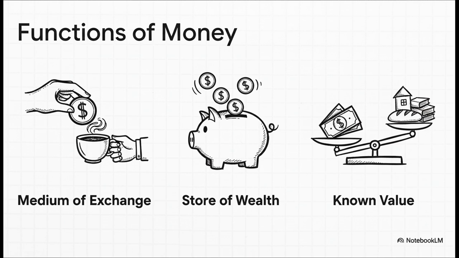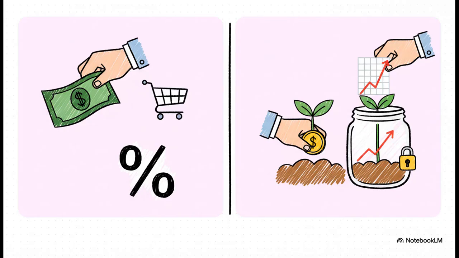First, and most obviously, you need it to buy things. It's our medium of exchange. You can't buy coffee without it. Second, it's a store of wealth. You can stash it away today and spend it next month or next year, and you know it'll still be valuable. And that really ties into the third point. It has a known, stable value. It's reliable.